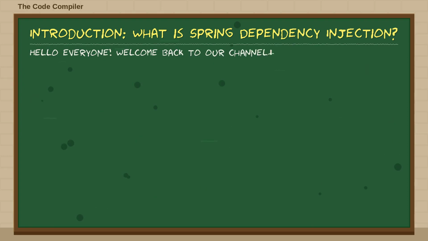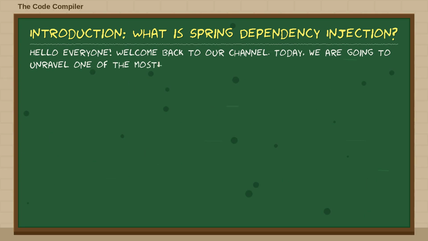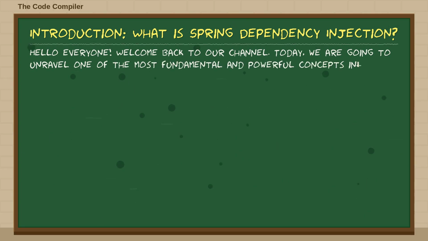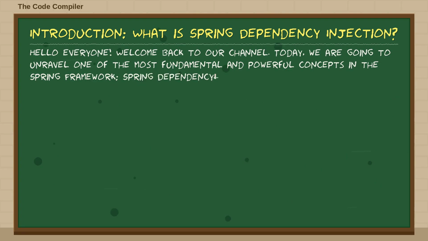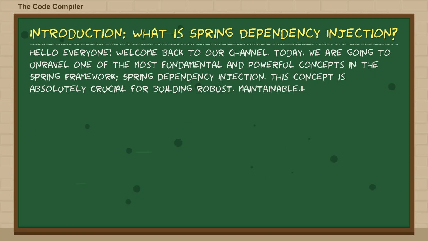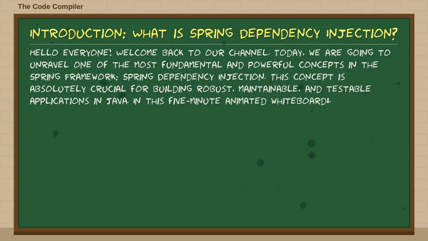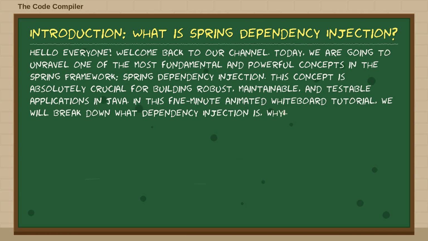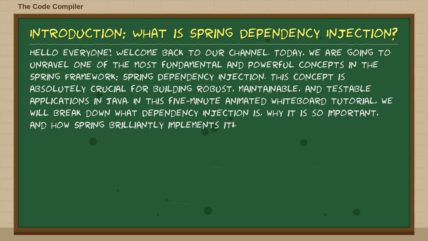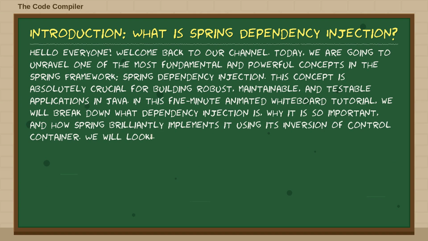Today, we are going to unravel one of the most fundamental and powerful concepts in the Spring framework, Spring Dependency Injection. This concept is absolutely crucial for building robust, maintainable, and testable applications in Java. In this 5-minute animated whiteboard tutorial, we will break down what dependency injection is, why it is so important, and how Spring brilliantly implements it using its inversion of control container.